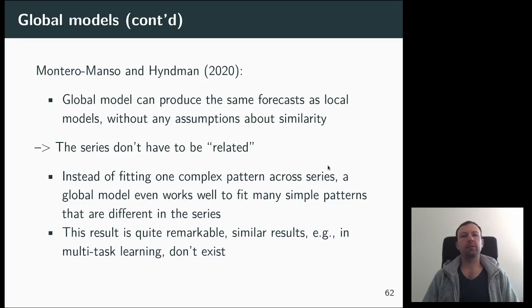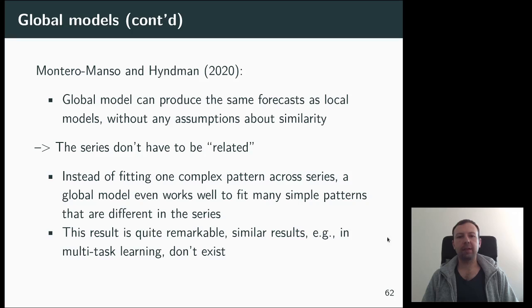However, there is this really good paper by Montero-Manso, Athanasopoulos, Hyndman and Talagala from 2020, where they argue that global models can produce the same forecasts as local models without any assumptions about similarity. So they actually are able to show this. So that means the series actually don't have to be related.